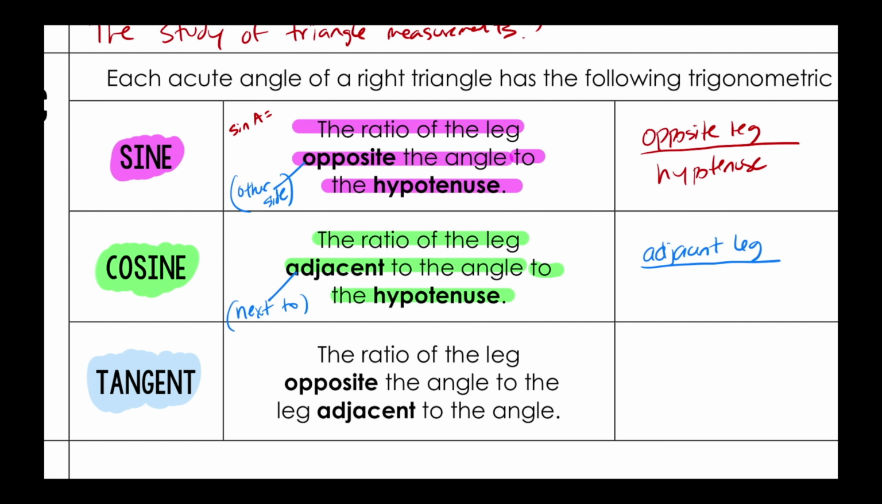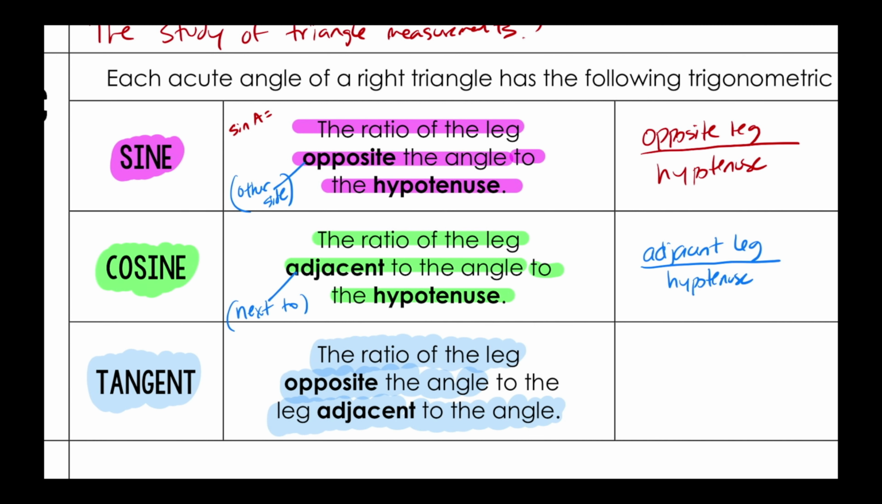And so cosine is just the adjacent leg, whatever length that is, over the hypotenuse. And then tangent is our third, and that is just the ratio of the leg opposite to the angle to the leg adjacent to the angle.